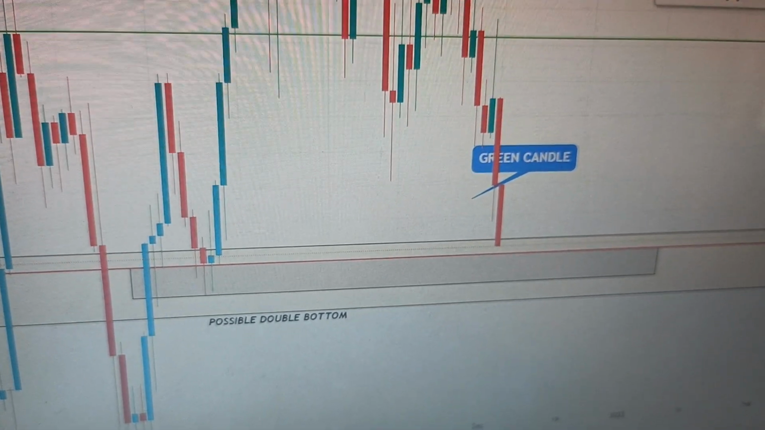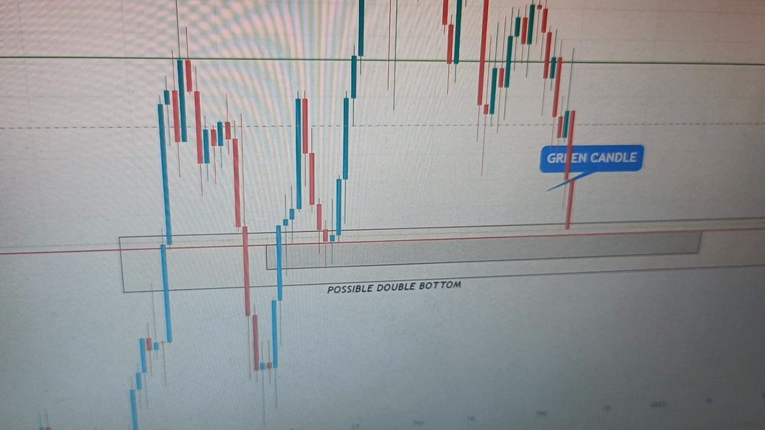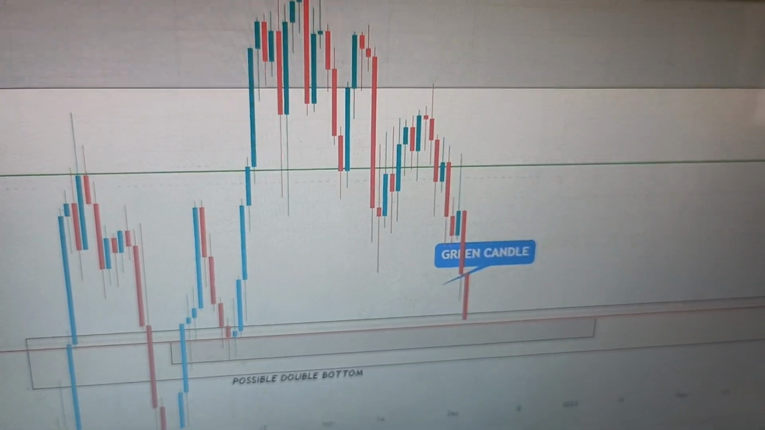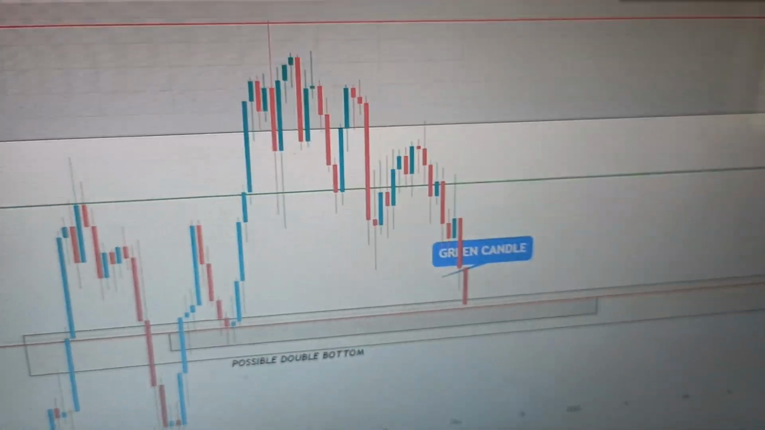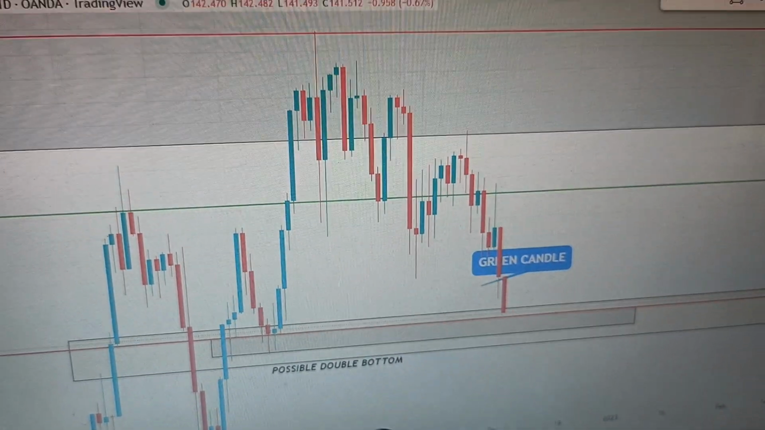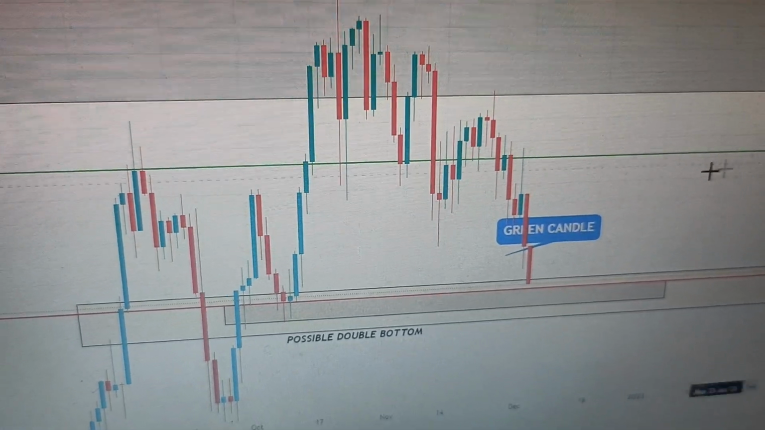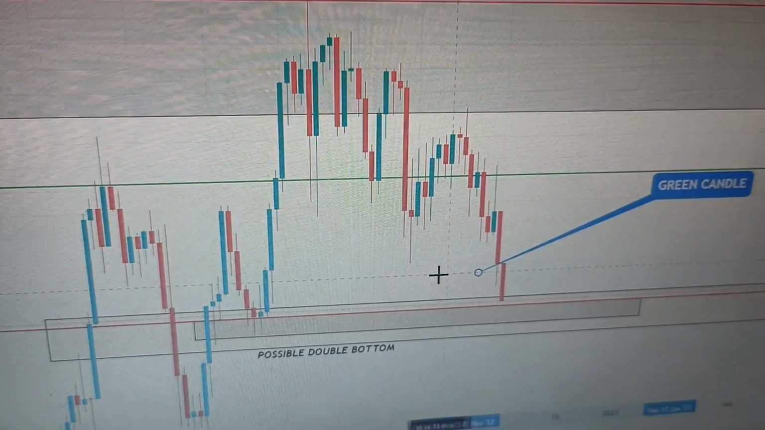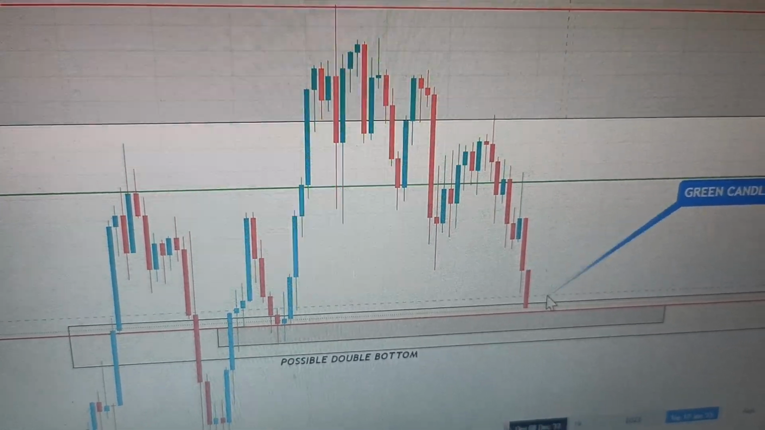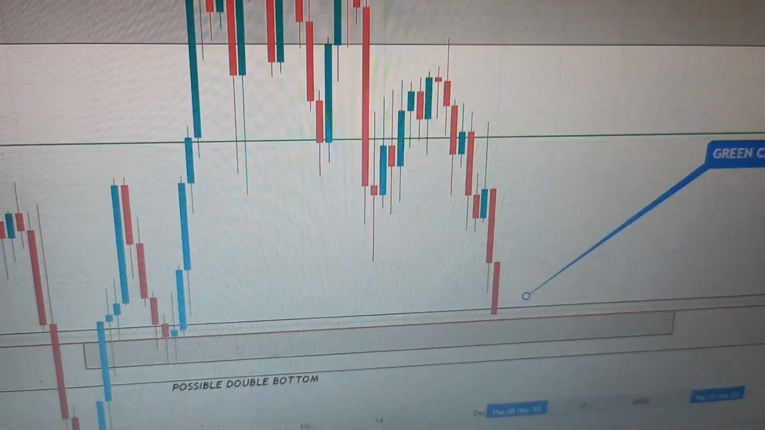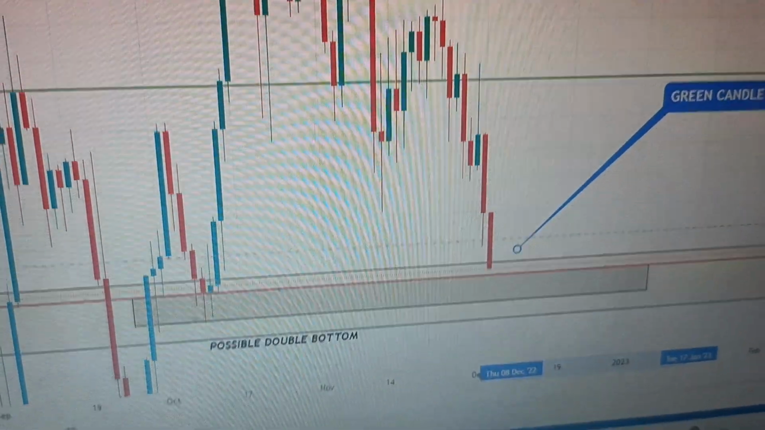Yet. So I won't even go to 4 hour, because I don't want a lot of details on 4 hour. 4 hour, I use it for entry. And because I don't really understand, do we have a possible double bottom on daily? Do we even have a green candle? We don't even have a green candle. So what you do, you will stay on daily until you get the first green candle. We are staying on daily time frame until we get the green candle.